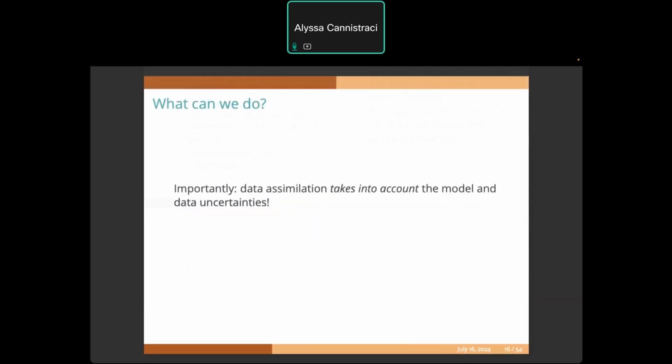And so what can we do? So importantly, data assimilation will take into account both the model and the data uncertainties. And what we'll see is that this will produce the best possible estimate given the data that we have. So you're always going to want to compute the model estimate and statistical info on sources of uncertainties.